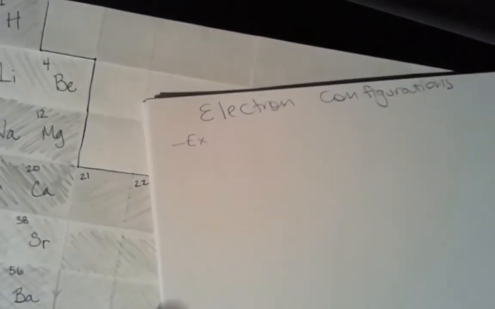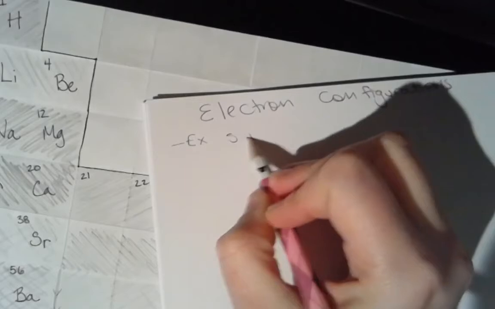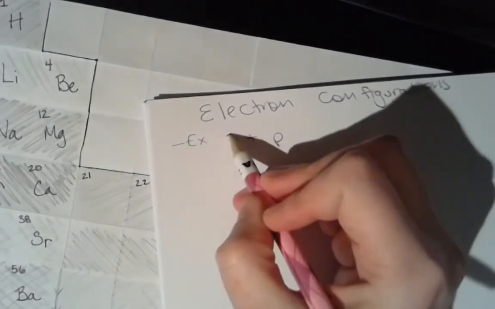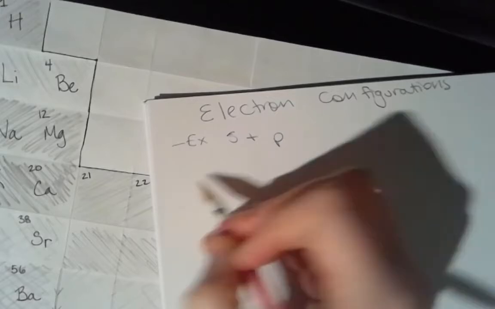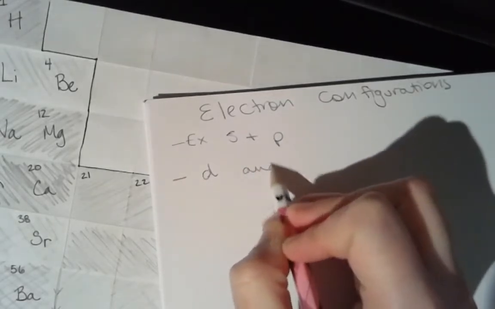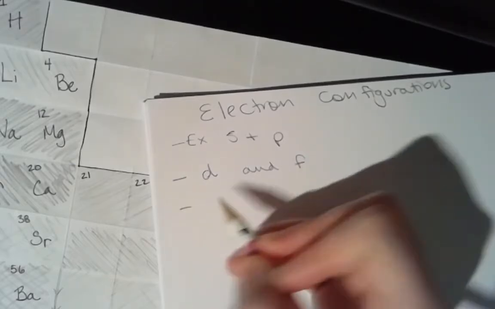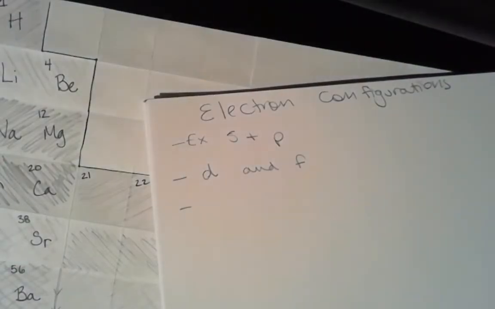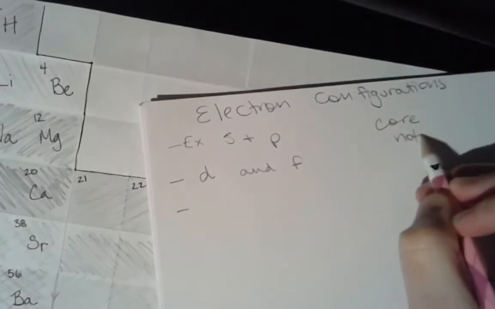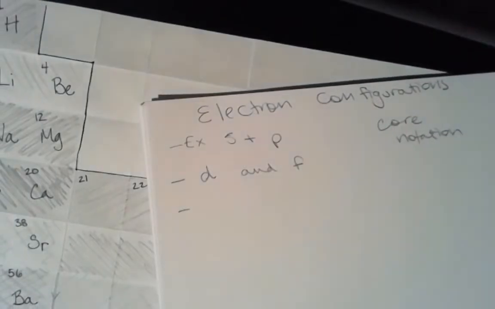Alright, so we're going to do an example S and P to kind of get ourselves warmed up, and just to see another way of how I write electron configurations. Then we'll get into D's and F's, and then core notation. Actually, I'll do core notation right along, so we'll do core notation for these also. And that's nice because you'll actually see why it's so amazing.